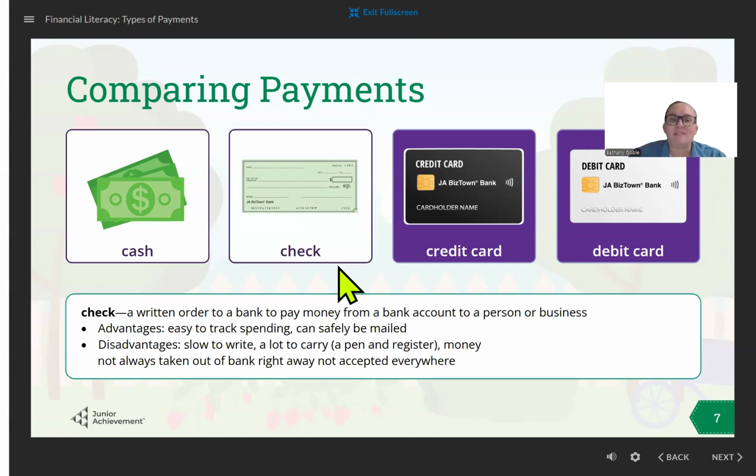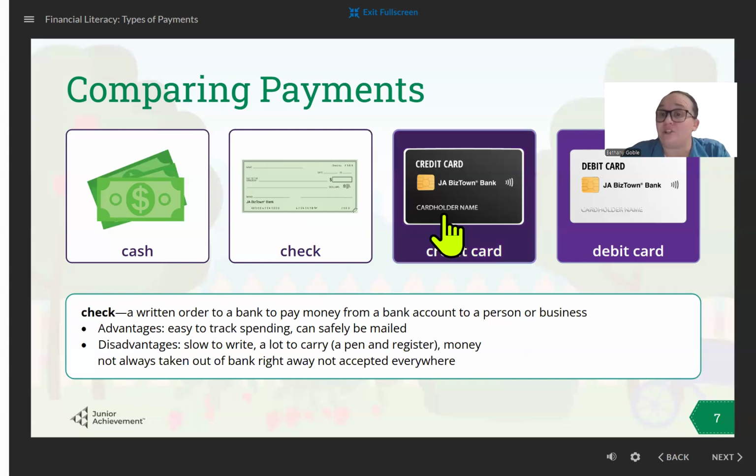Okay, a check. Obviously, it's easy because it's easy to track your spending. I literally write on my check what that was for. So I could go back and be like, oh, yeah, it's easy to keep track of it, right? Bad thing about checks, they're so outdated nowadays. A lot of people don't use them. A lot of people won't accept them. You have to carry it with you, right? So checks are sort of going out of style, okay?